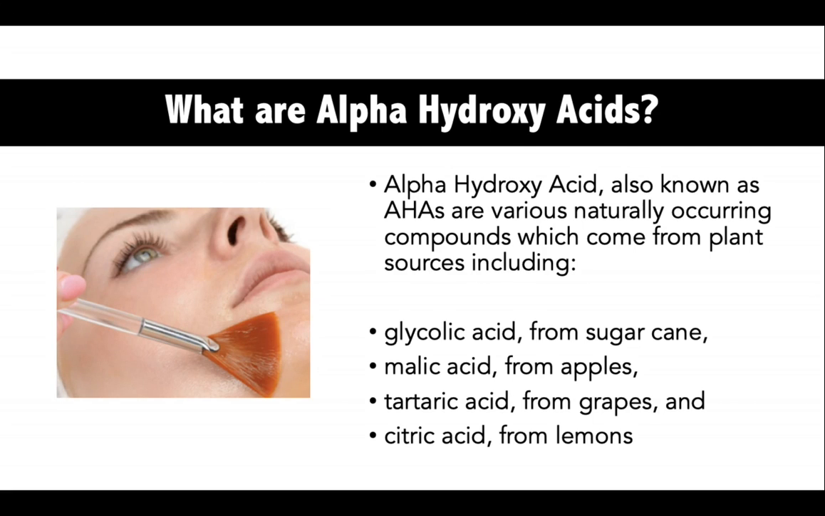Alpha hydroxy acids, also known as AHAs, are various naturally occurring compounds which come from plant sources including glycolic acid from sugarcane, malic acid from apples, tartaric acid from grapes, and citric acid from lemons. Fruit acids is another name for these acids as they are derived from plant sources.